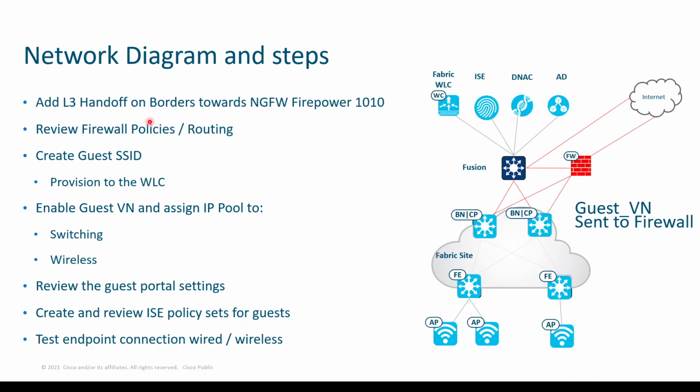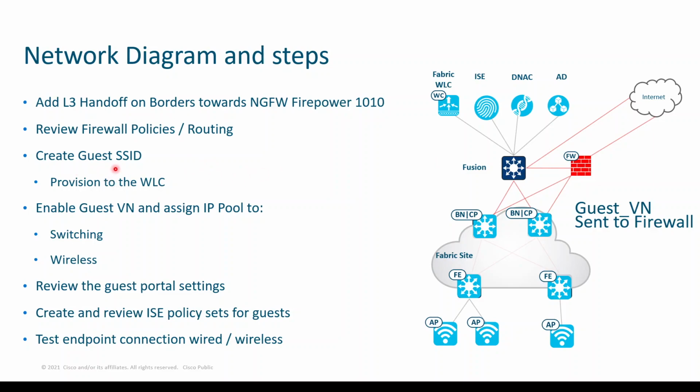As for the steps that we're going to follow, we're going to add that layer 3 handoff coming from the borders onto the firewall. So we'll see how that configuration will look like in the firewall. I'll be using a Firepower 1010 being managed by FMC to deploy those configurations. I will do a bunch of those in advance, and I'm just going to do a review of those configurations. So that's the second bullet point in there in terms of reviewing those policies and what's the routing done in there in terms of static routes and BGP configurations.